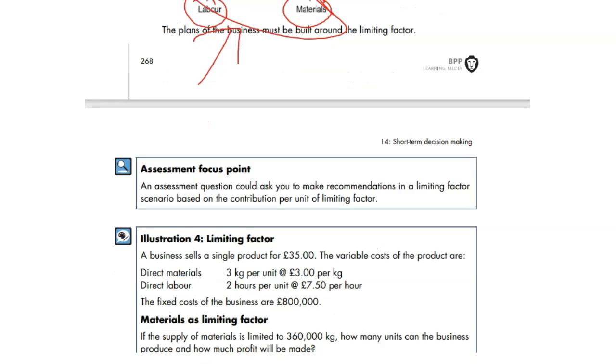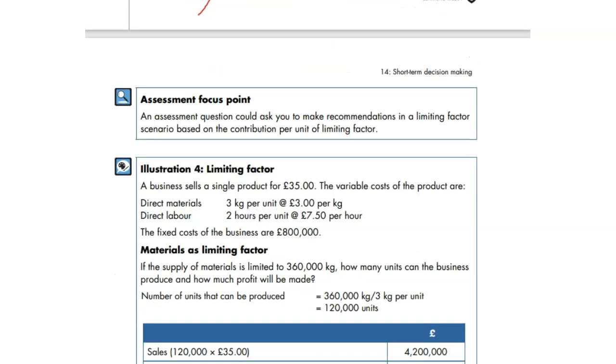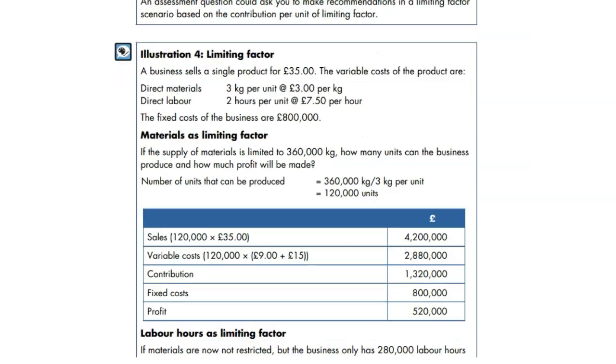So what are you going to do? Obviously, the product that gives you the highest contribution, highest profit, you'd like to produce that one. This is the fundamental idea of your limiting factor. We've got to follow a few steps. But before that, let's check out one easy illustration example.